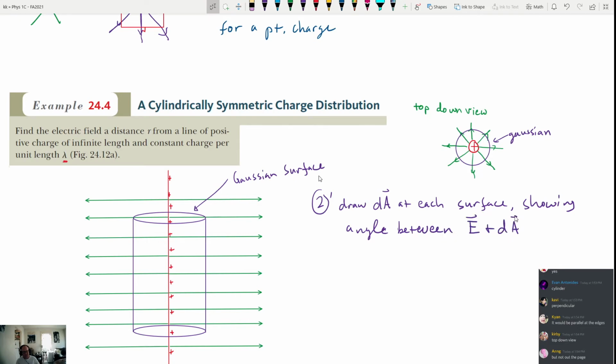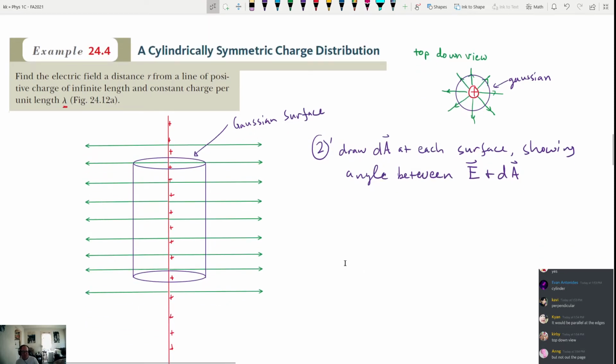So this is the next step. You have to draw dA at each surface showing the angle between the electric field and dA. So what I'm going to do is come, for example, to this point right here. It's a curved surface. I know that the direction of the area vector there is going to point away from my surface, so that's going to be my dA. The green lines here were the electric field. So here we can see that the angle between dA and E is 0.